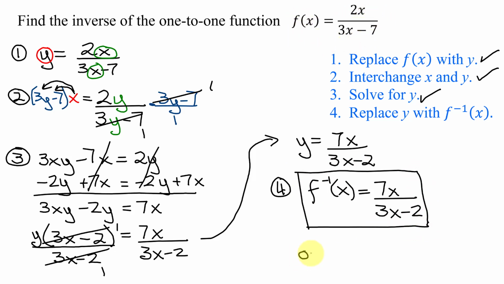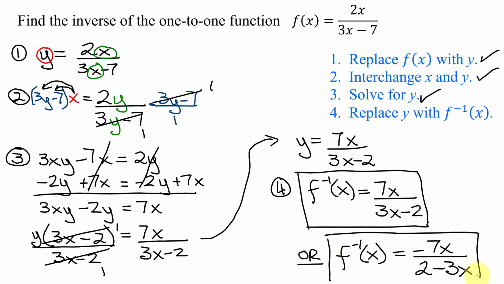And one last thing I want to point out, if I'd have collected my y's on the right-hand side here instead of the left, I would have got negative 7x divided by 2 minus 3x. So both of these answers are totally correct. It doesn't matter which one you do. It just depends on which side of the equation you collect your y's.